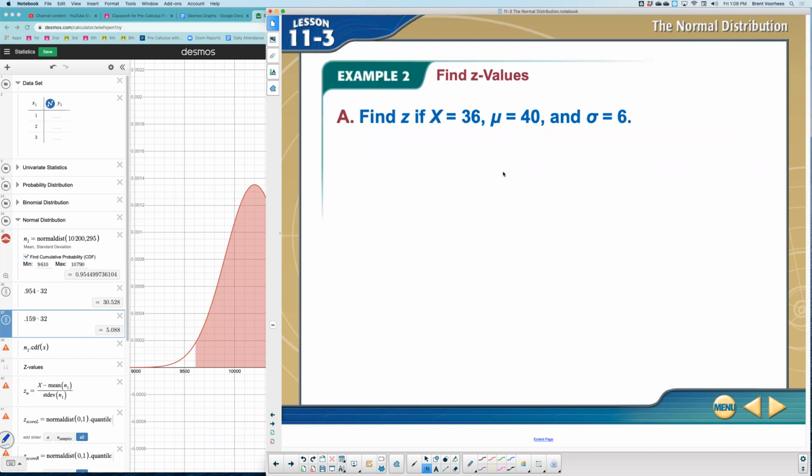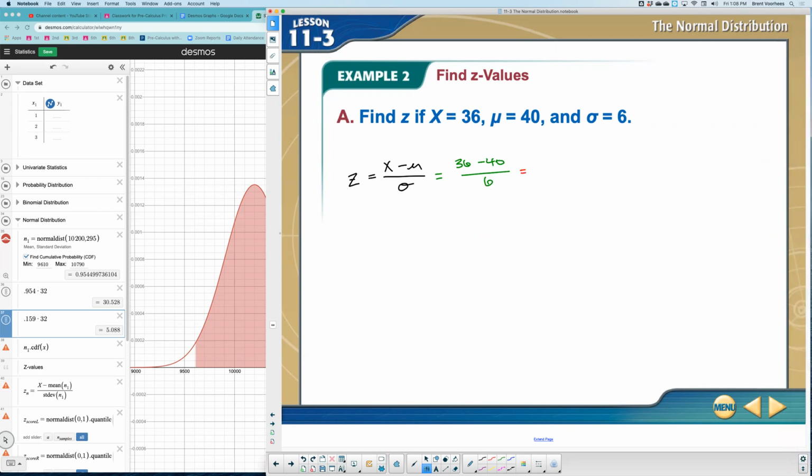So our formula, I'm going to go ahead and write it again. The z-value, and because some people say my z's look like 2's, I'll put a line through it, is going to be the random variable minus the mean divided by the standard deviation. So in this particular problem, we would have 36 minus the mean of 40 divided by our standard deviation of 6.